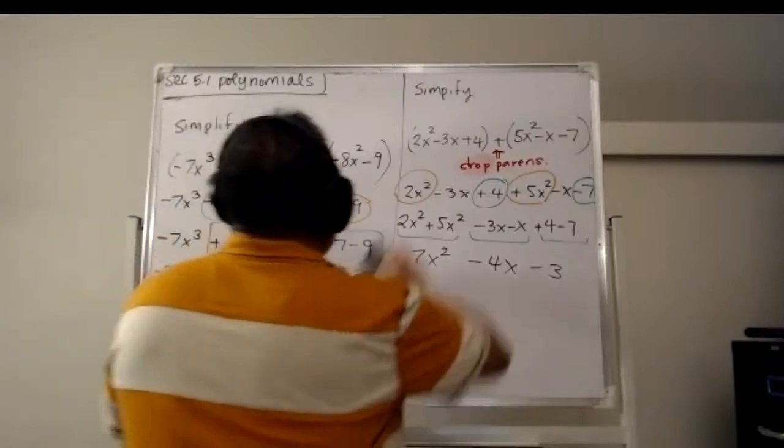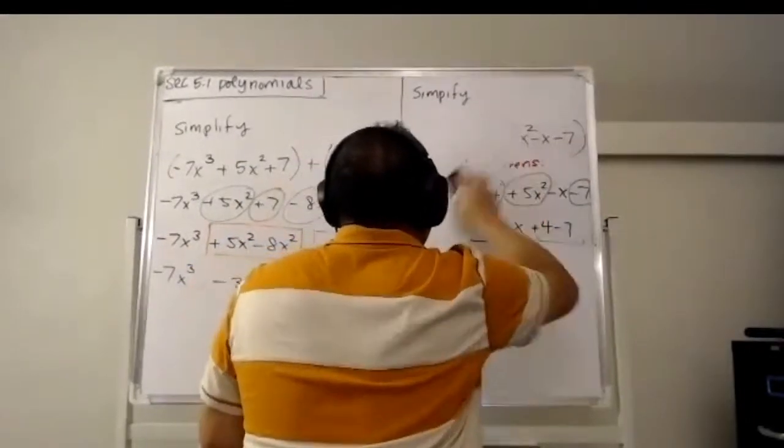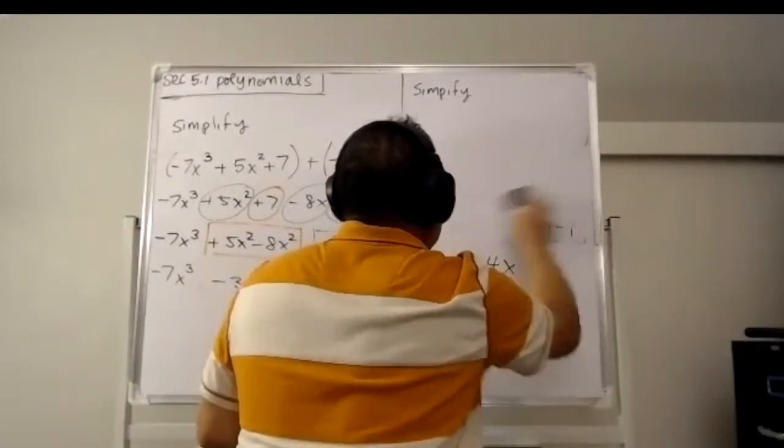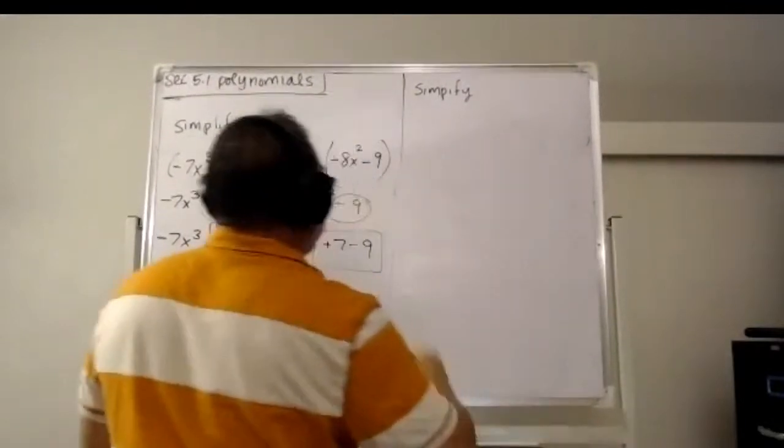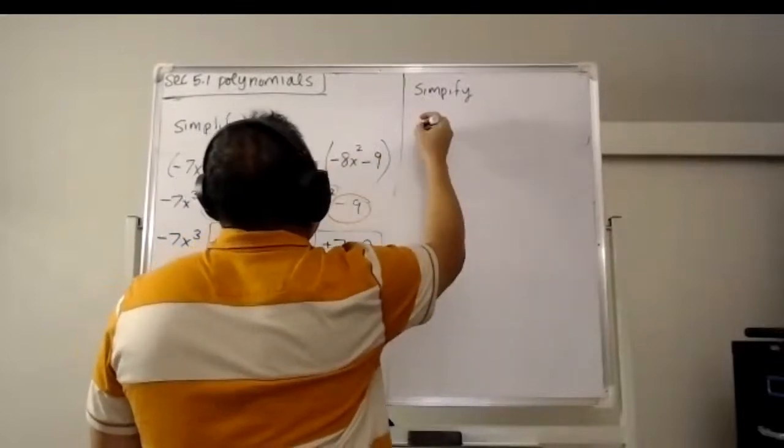Okay. Now, if you were to say, hey, Dr. Kawhi, what's the thing you're most likely going to put on the test? It'll be something that has a subtraction that's in between.